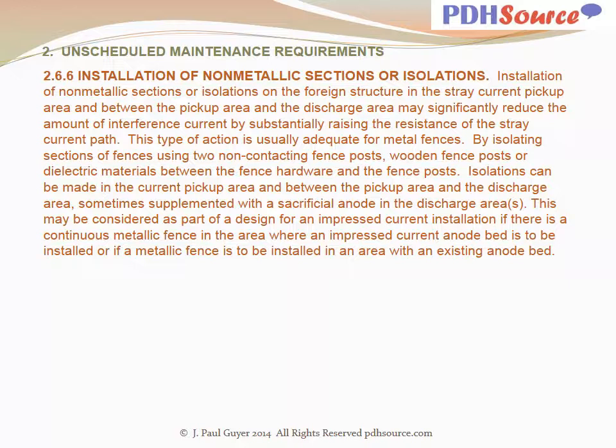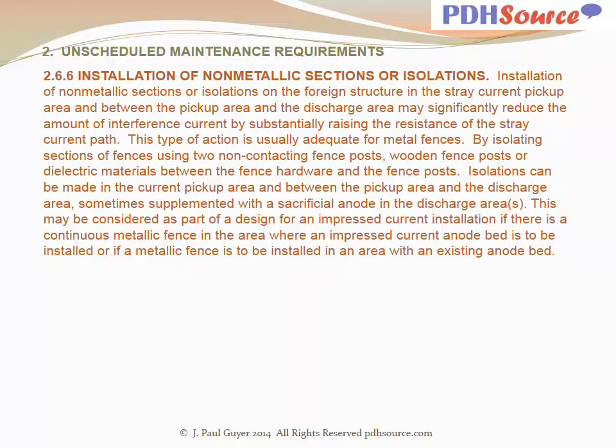Installation of non-metallic sections or isolations on the foreign structure in the stray current pickup area and between the pickup area and the discharge area may significantly reduce the amount of interference current by substantially raising the resistance of the stray current path. This type of action is usually adequate for metal fences.